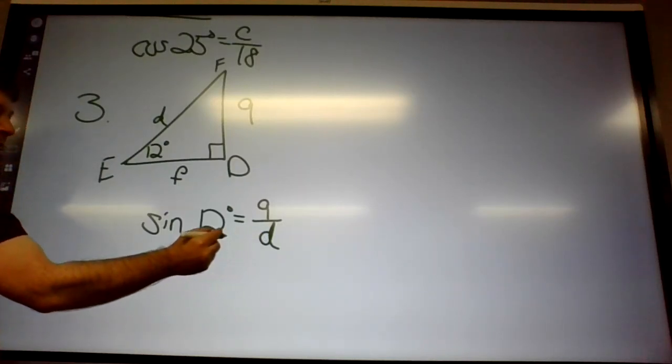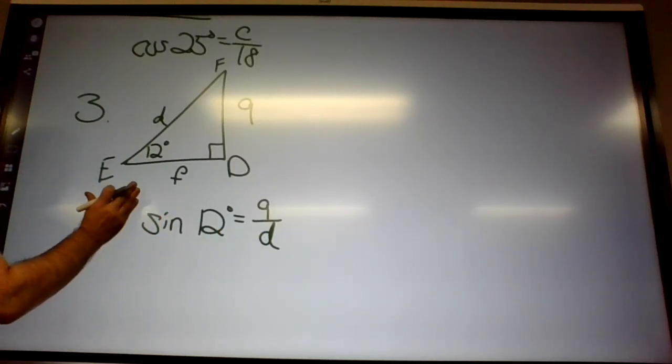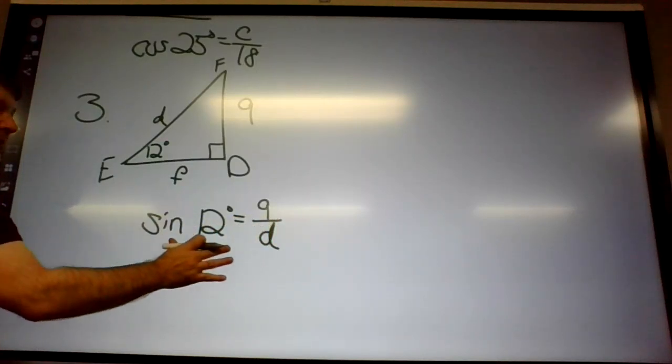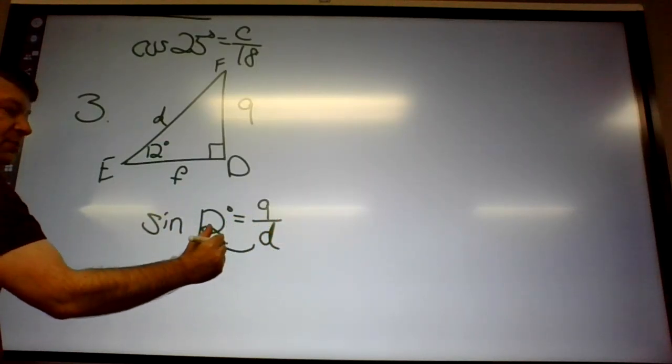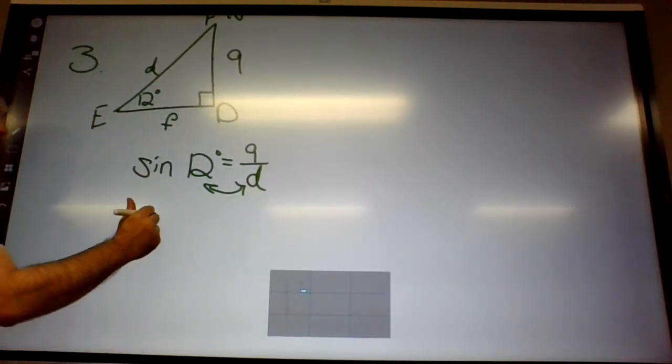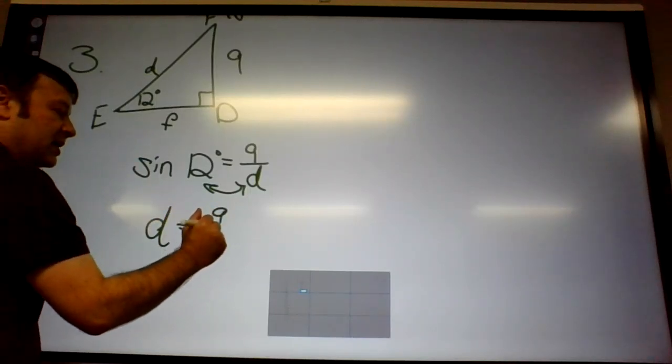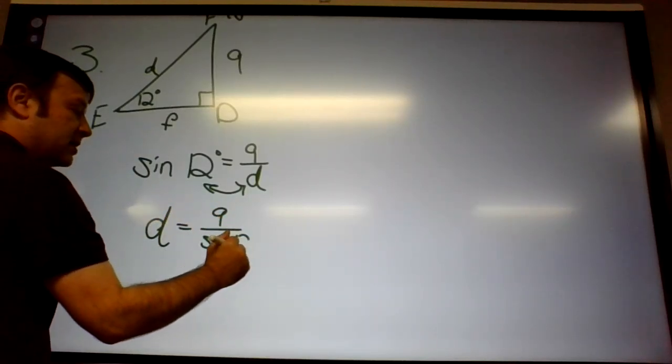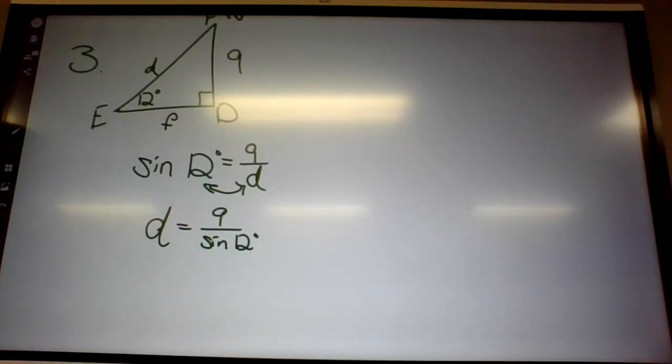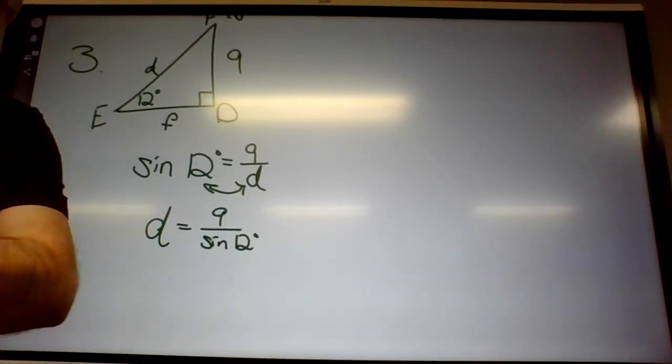When you multiply by D, it moves up here and goes away on the side. And then you divide by sine of 12 and it goes down. These two switch spots, basically. So D equals 9 divided by sine of 12. And you can plug that in your calculator all at once. Let's see, so the book says 43.3.